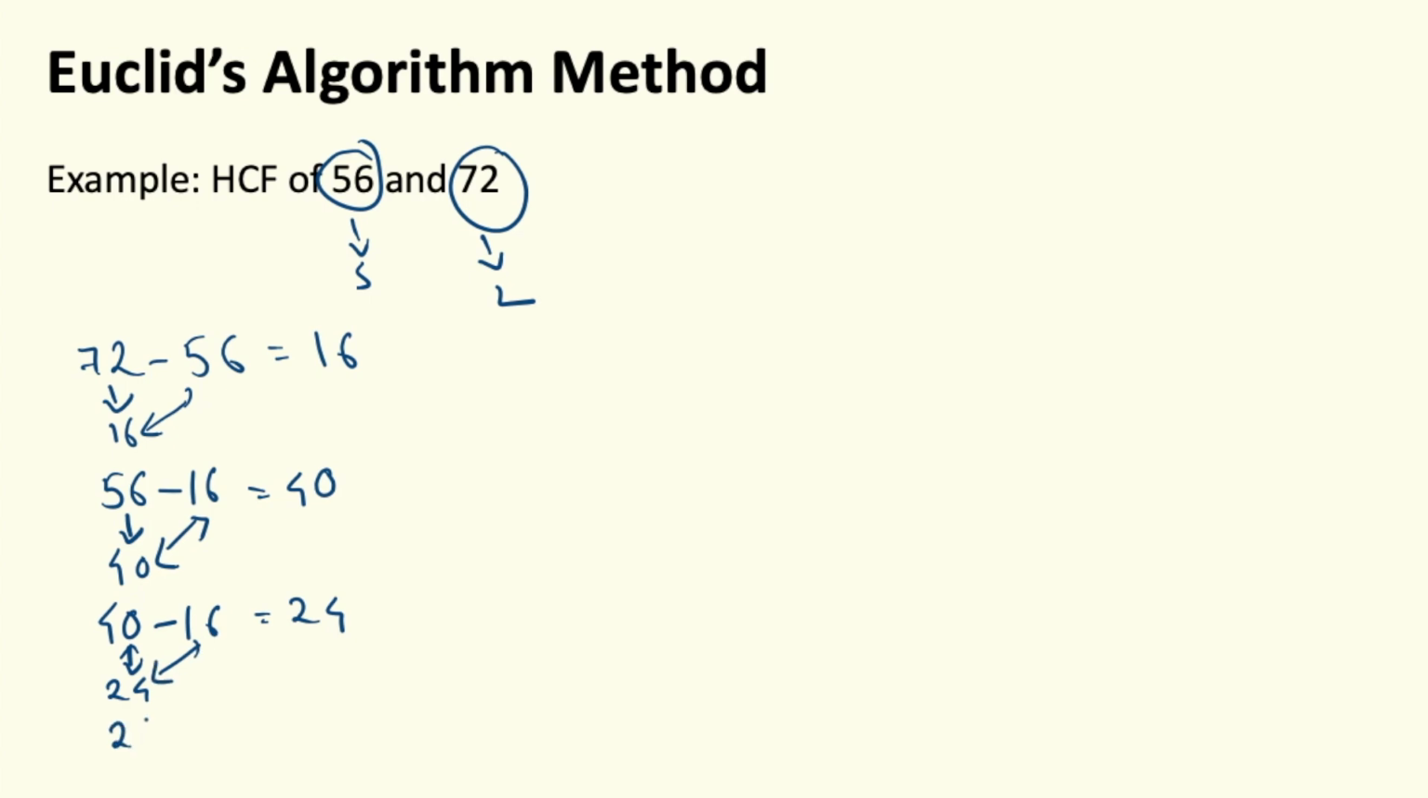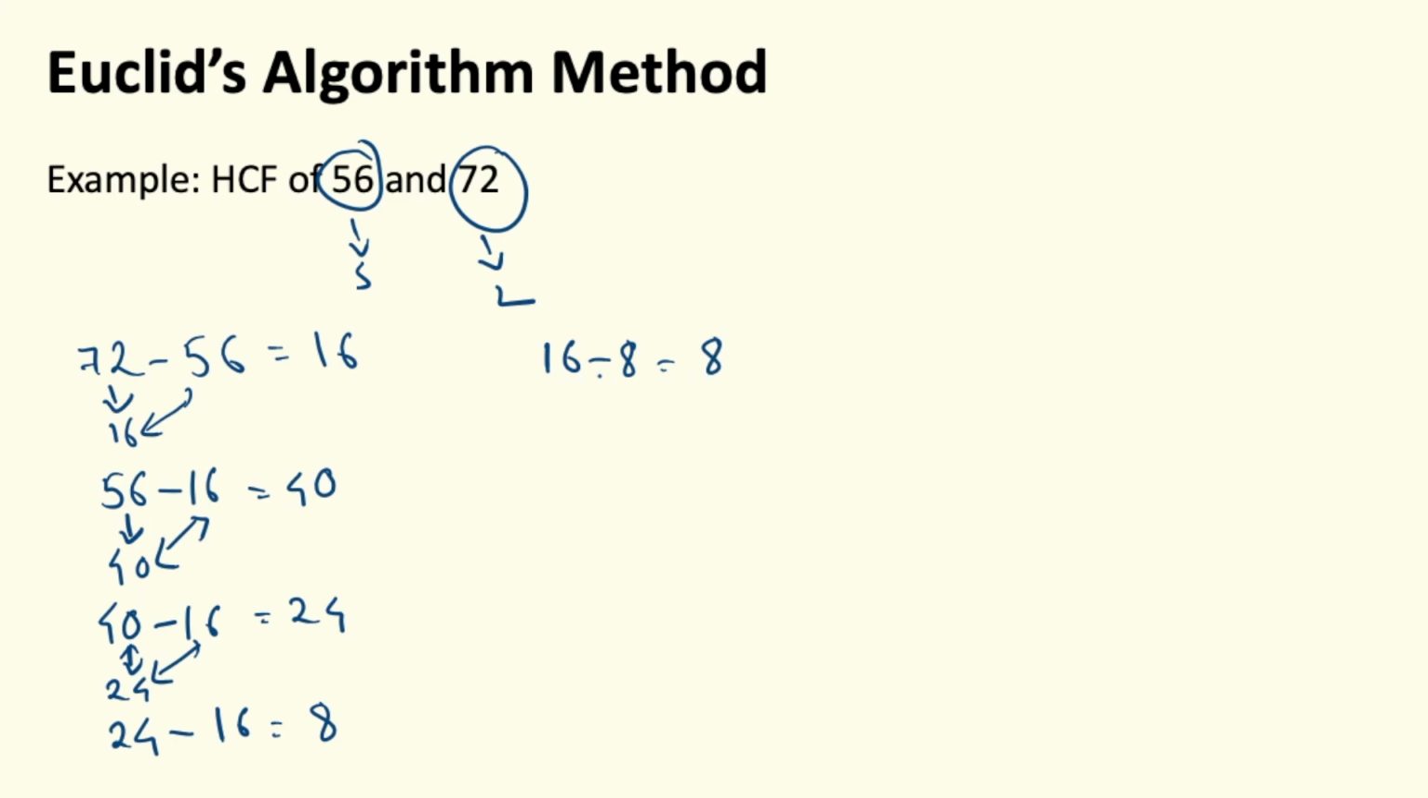So what I will do is 24 minus 16, which will give me 8. Now 24 will get replaced by 8 because 24 was the larger number in the previous step. So the next step would be 16 minus 8. This would give me the result as 8.